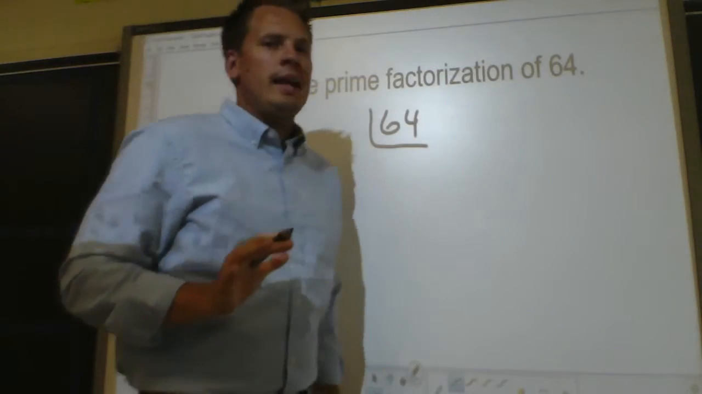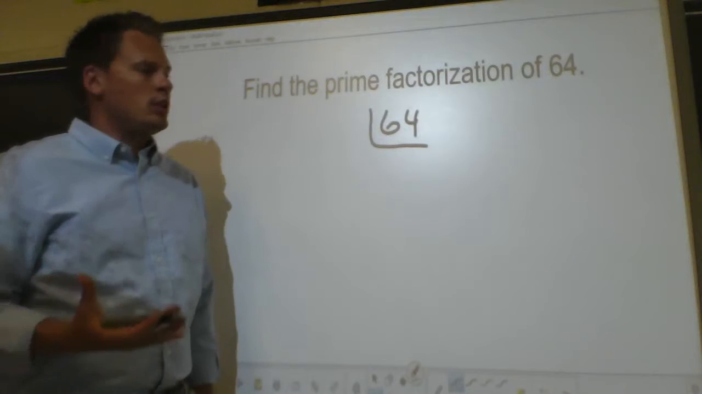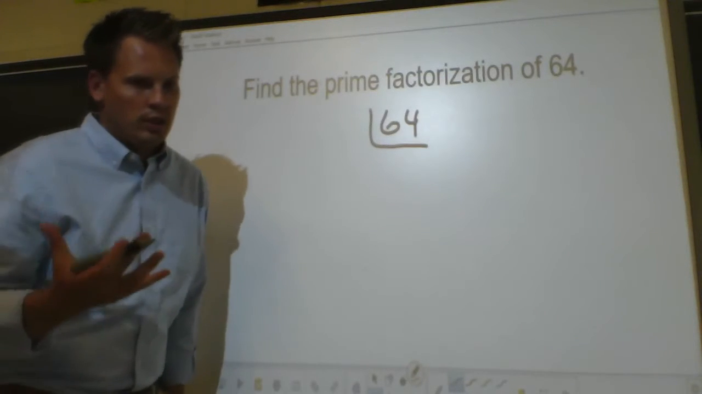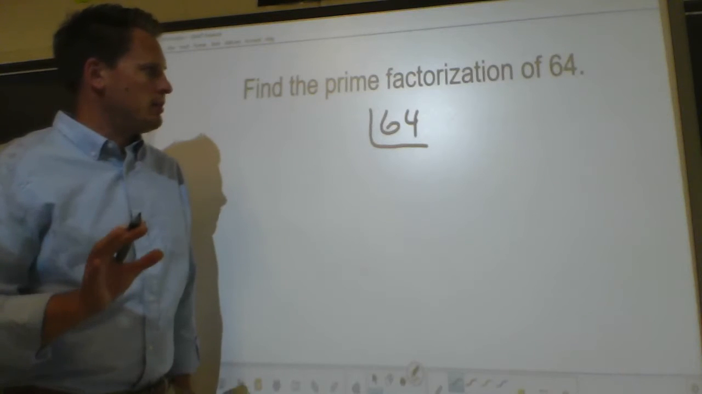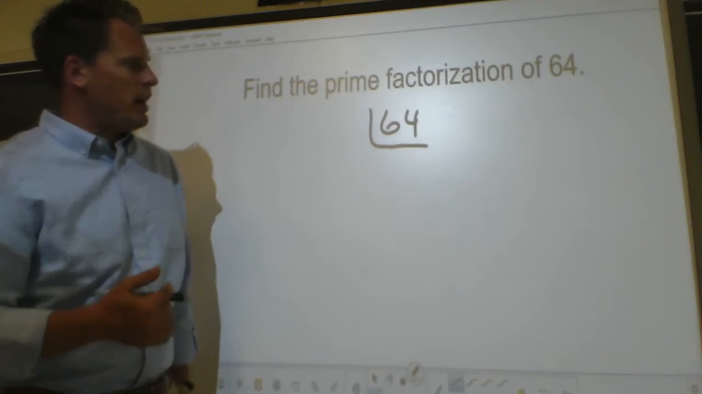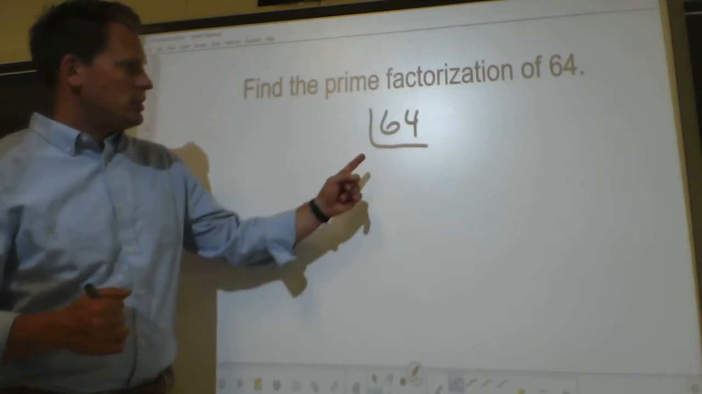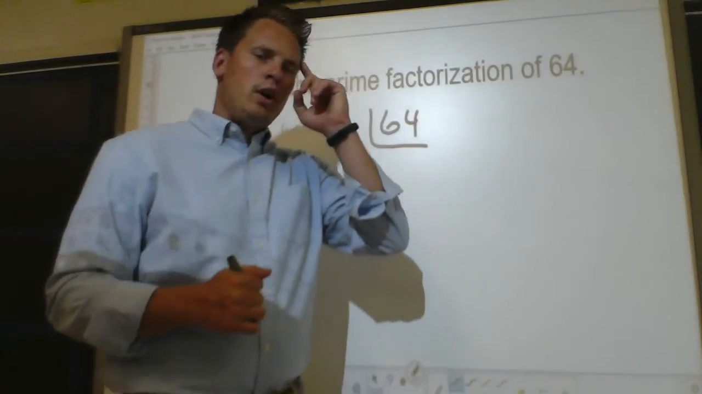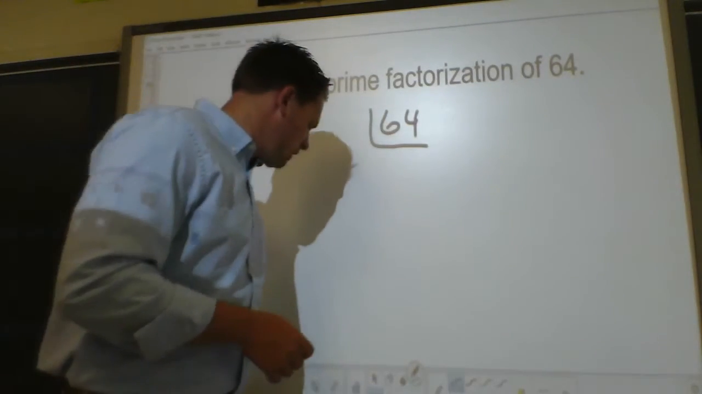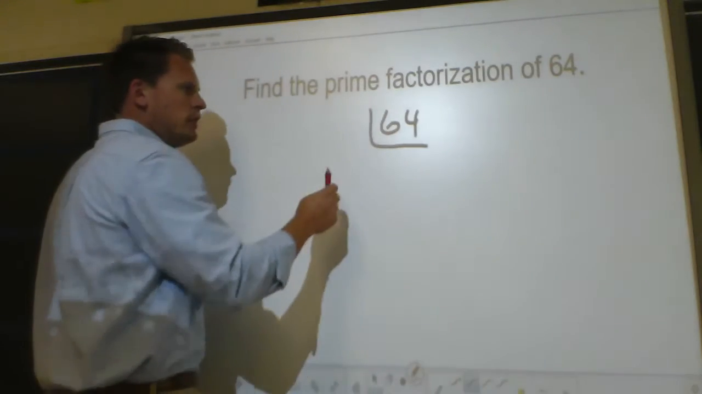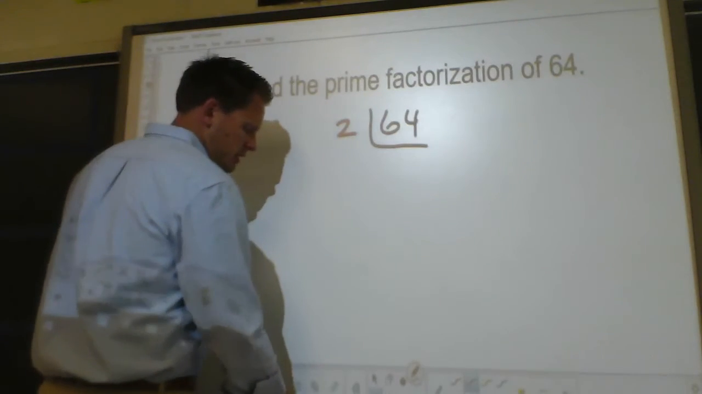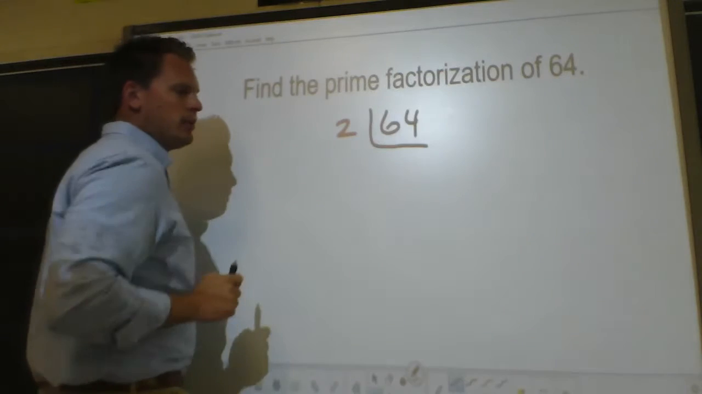At this point, I'm not thinking you're feeling extremely confident to try it on your own, but if you think you can, go for it. If you think you can, pause me, do it on your own, come back and see if you got it right. 64. Again, your thought should be, what's the smallest prime number? The smallest prime number is 2. Does 2 fit into 64? Yes.